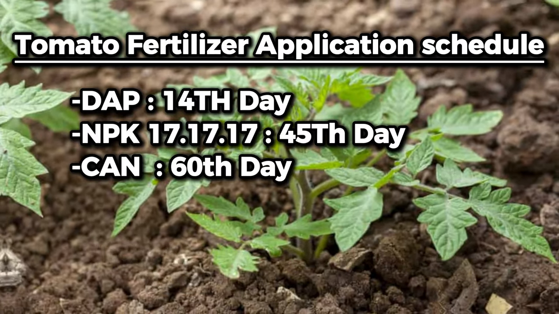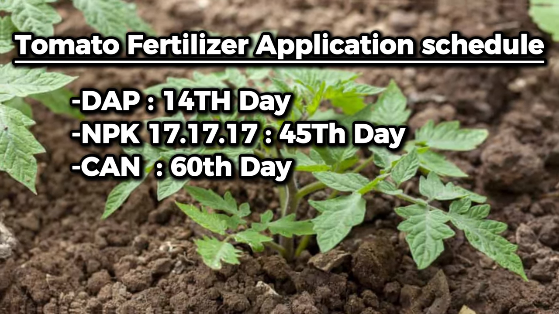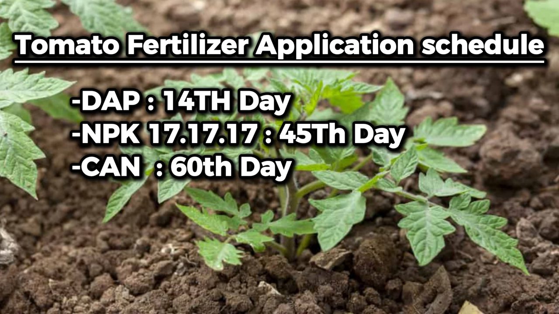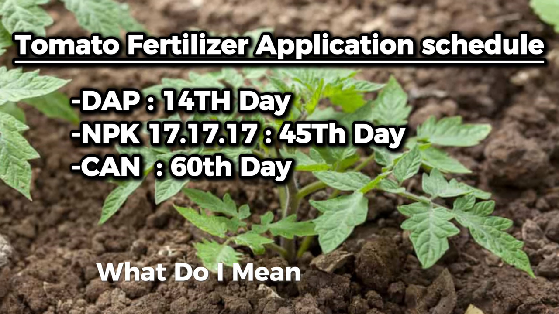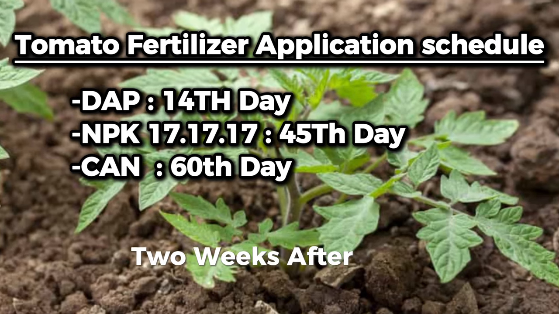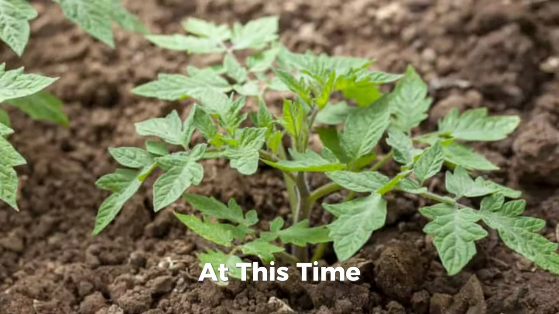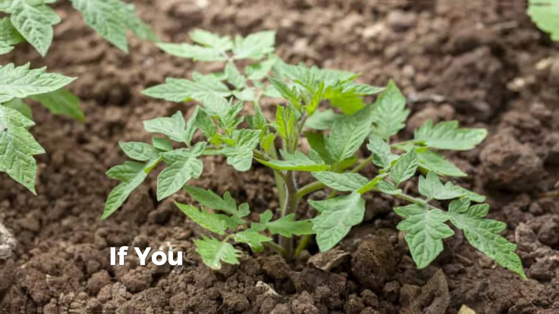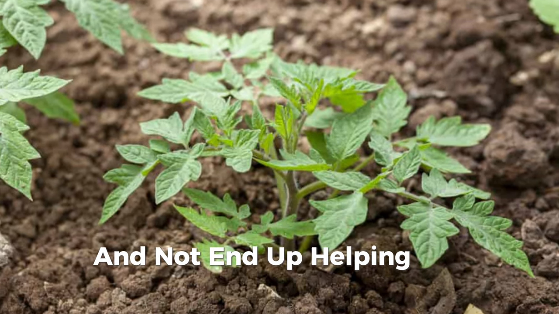Top dress with DAP, NPK 17-17-17, and CAN fertilizers on the 14th day, 45th day, and 60th day after transplanting respectively. What do I mean? During planting, you don't apply the DAP. Two weeks after your seedlings have developed, you can now apply the DAP. At this time, the seedlings will have developed root hairs and managed to absorb the fertilizer. If you apply it during planting, it may be easily leached away and not end up helping the crop.